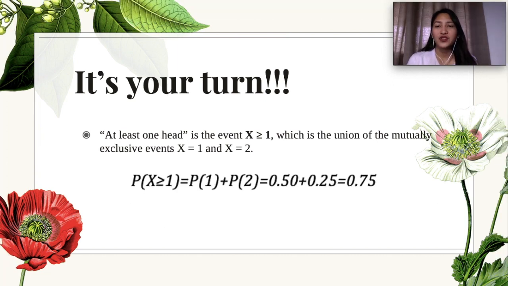Okay, so the answer is you have to combine your probability if x is 1 and probability if x is 2. So the first probability is 0.50 while the second probability is 0.25. So if you add them, the probability if x is greater than or equal to 1 is 0.75.